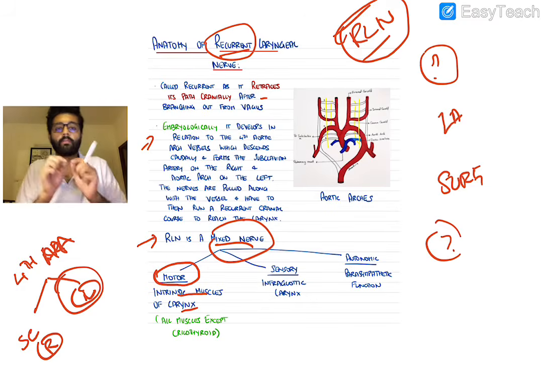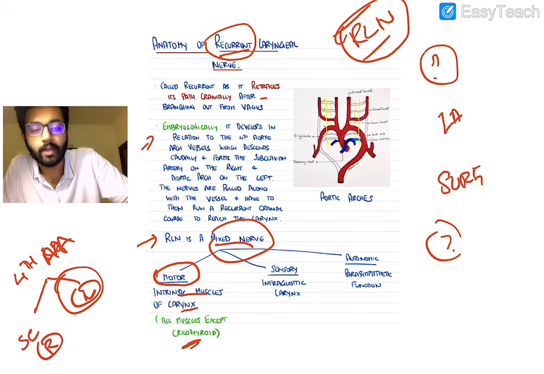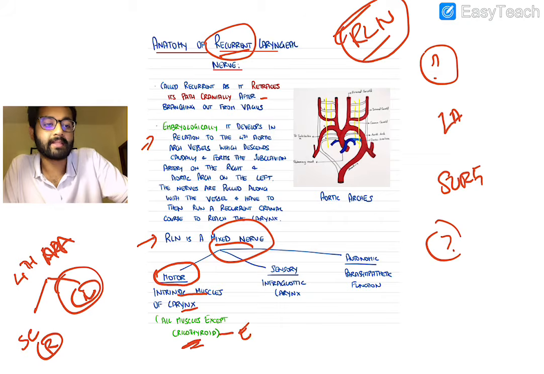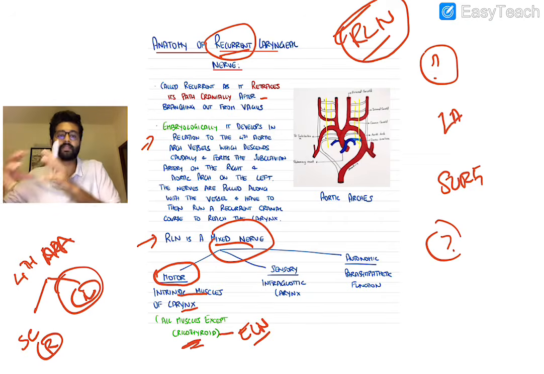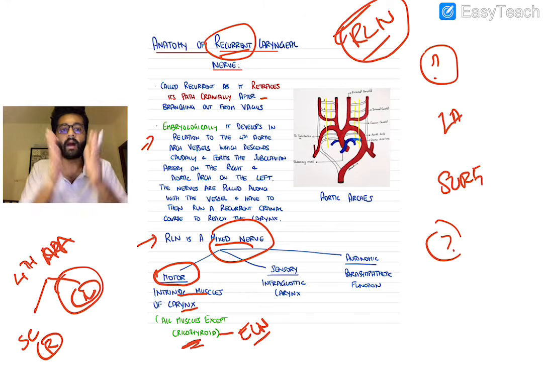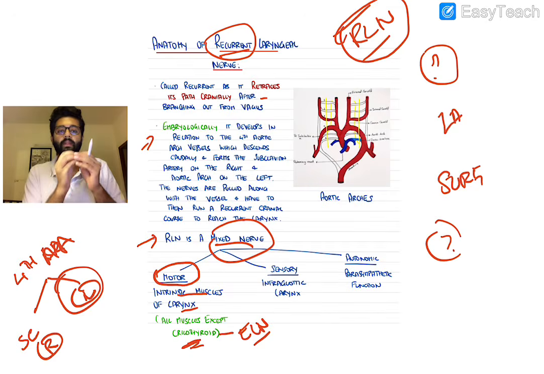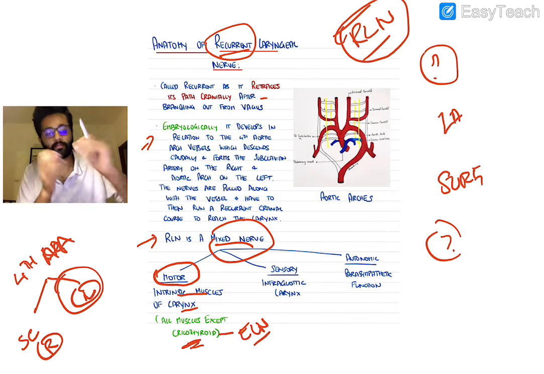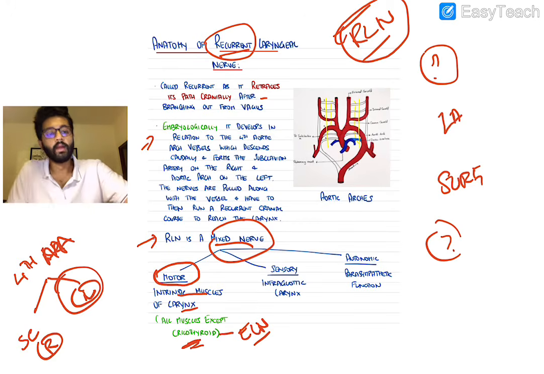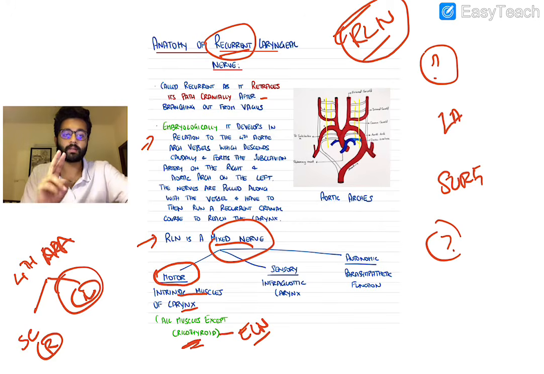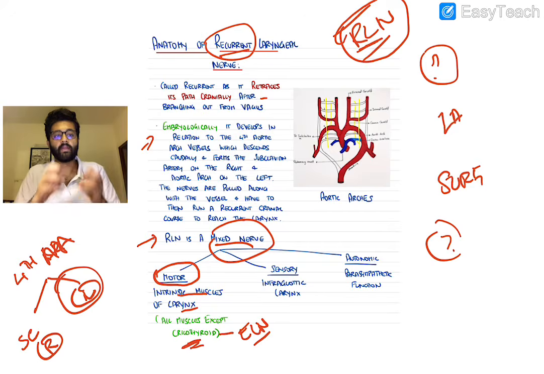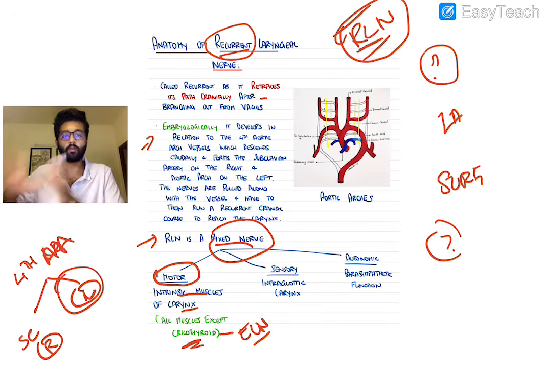All intrinsic muscles of the larynx are supplied by the recurrent laryngeal nerve, except the cricothyroid, which is supplied by the external laryngeal nerve. So all muscles of the vocal cords are supplied by the recurrent laryngeal nerve, except the cricothyroid, which is supplied by the ELN. Most importantly, the adductors and abductors, particularly the abductors, the ones which split the vocal cords, are supplied by the recurrent laryngeal nerve. If you want to know more about these laryngeal muscles, there's another video you can watch. So the motor supply of the larynx is from the recurrent laryngeal nerve.